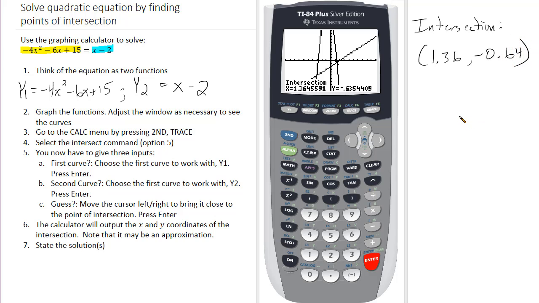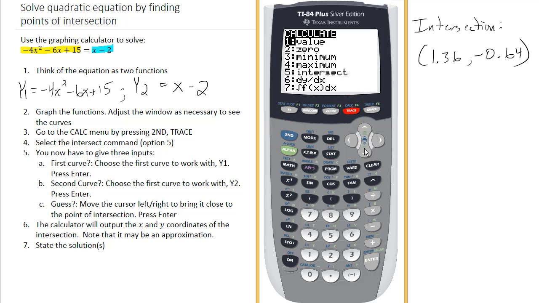Now there was a second point of intersection. So this would be a great time to pause, try this out on your own, and find the other point of intersection. So I will run through the process again, but I'm going to have to adjust my guess to get the second point of intersection. I will run the calc intersect command again.